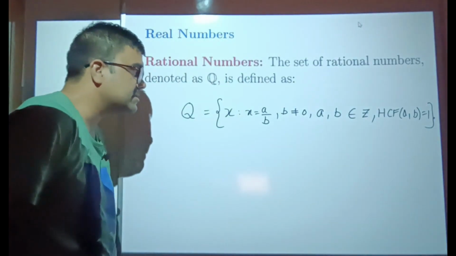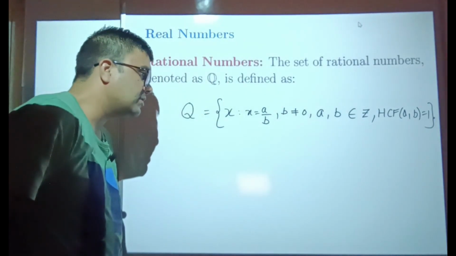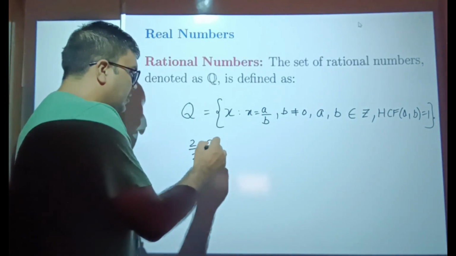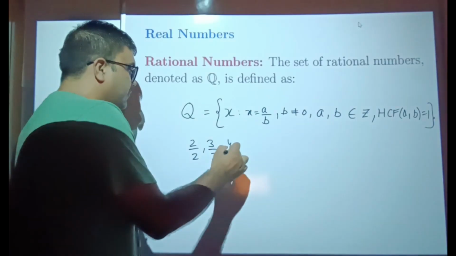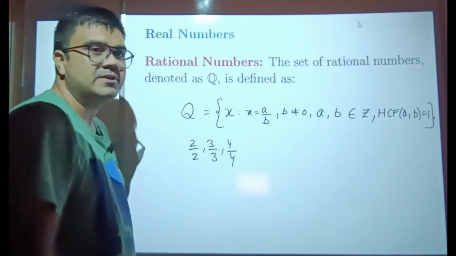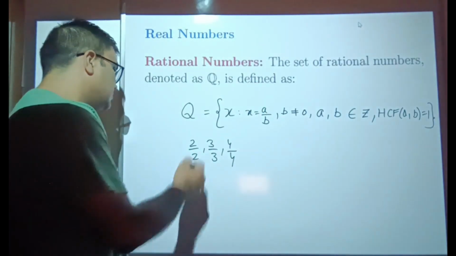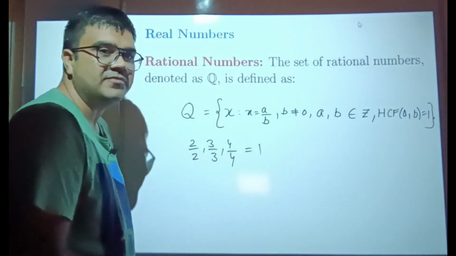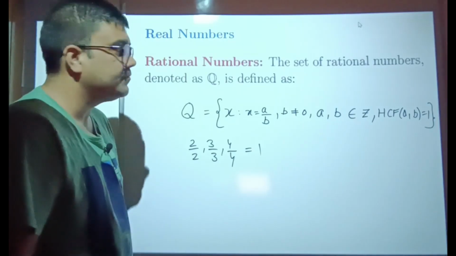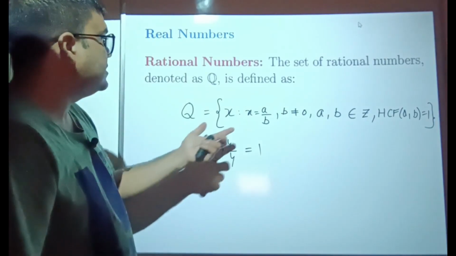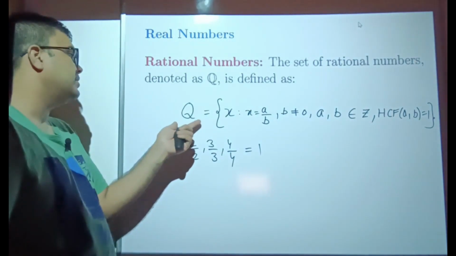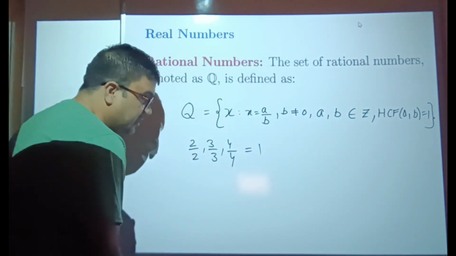Repeated in the set means that if we have the elements 2 by 2, 3 by 3, 4 by 4, we don't want all these elements to be included in the set. All these elements are equivalent to 1, so only 1 will be written there. This is how the set of rational numbers is defined, and it is important to note that this set is represented with Q.